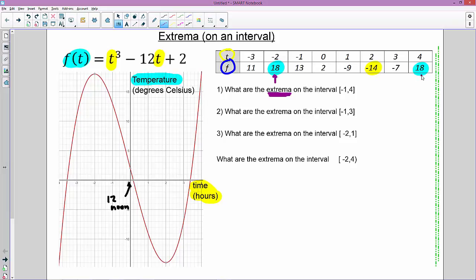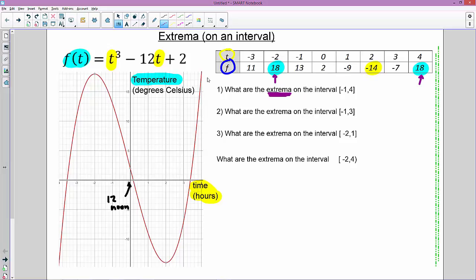You can have three extrema here or more. You can have two maximums and one minimum, or you could have three minimums and one maximum, as long as it's greater than or equal to all the other values. So 18 is greater than or equal to 18, and 18 is greater than or equal to 18. So we actually get two extrema for maximums and one for minimum.